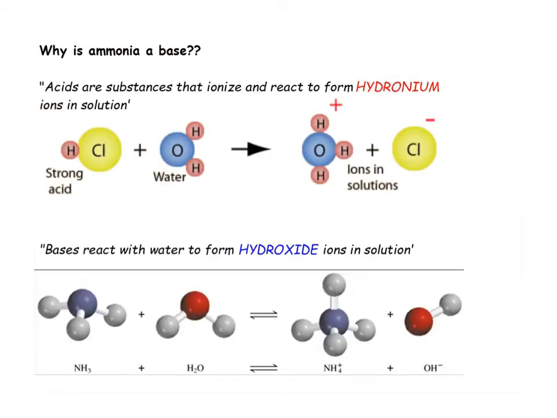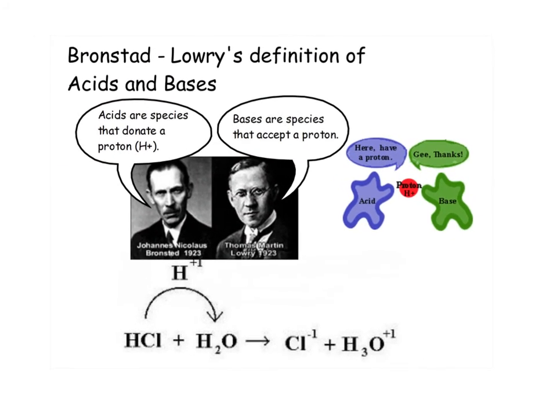Okay, so let's get into why things are bases. So why is ammonia a base? Why is HCl an acid in terms of what they're doing? And that brings us to the idea of Bronsted-Lowry's definition of acids and bases. They came up with a definition of acids and bases based off of what those entities are doing. So they defined acids as things that donate a proton, and by a proton, we mean a hydrogen ion. And they define bases as things that accept a proton, so things that take an H+.